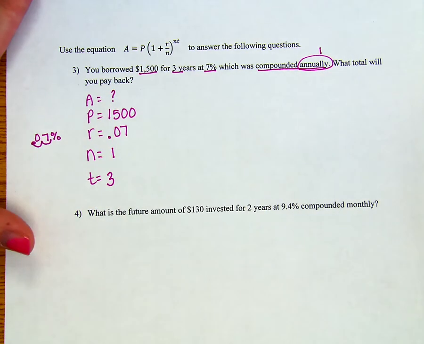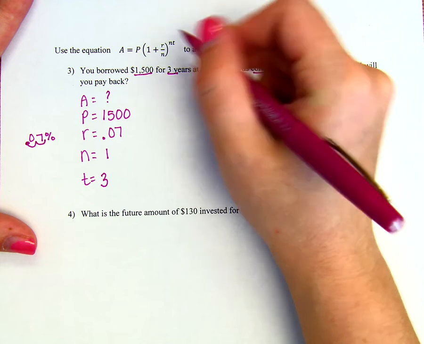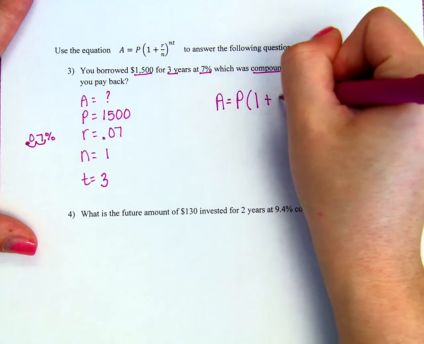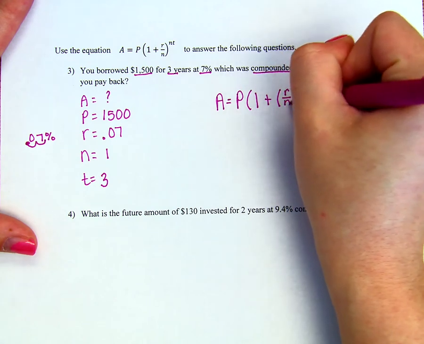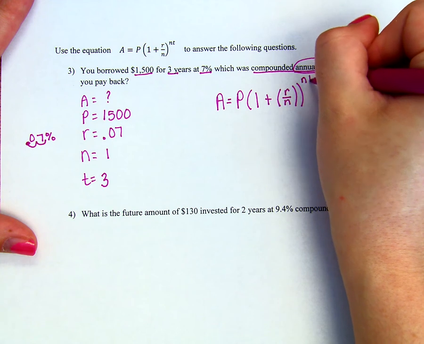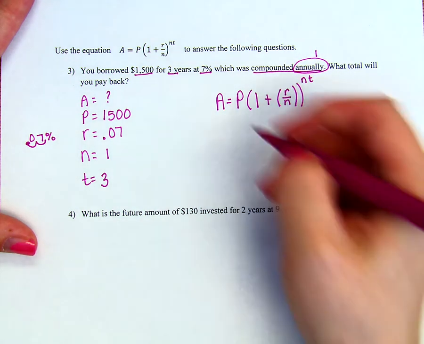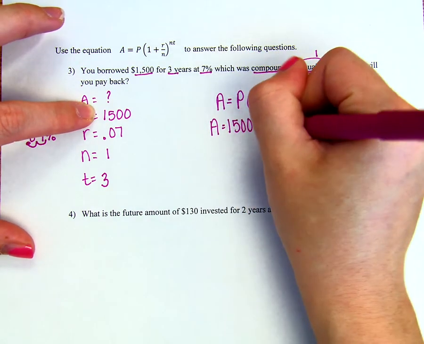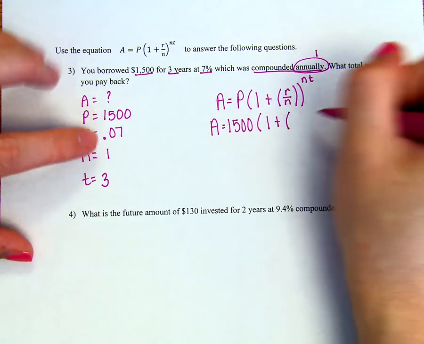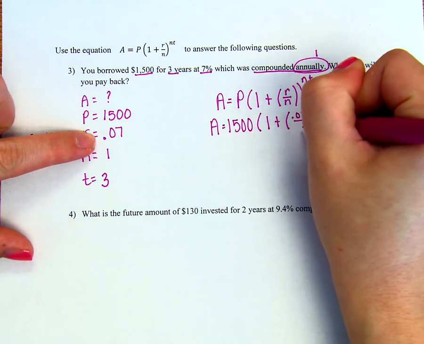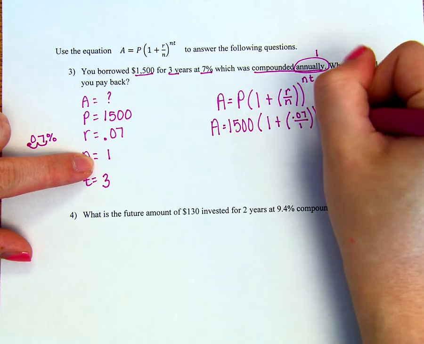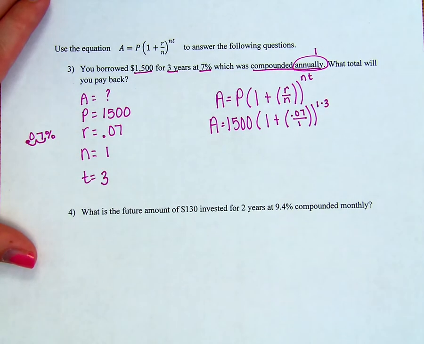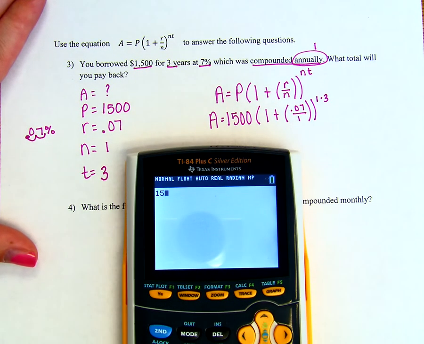So we're going to try to find what A equals. So we're going to use our formula right here. A equals P, parentheses, 1 plus, and remember I told you to put this in its own little parenthesis if we're plugging it all into the calculator. So this is our formula, and I'm going to plug in the letters. P is 1,500 times 1 plus, in parentheses, our rate of 0.07 divided by our n value of 1, to the exponent of 1 times 3. And then we can take all this and plug this into our calculator.